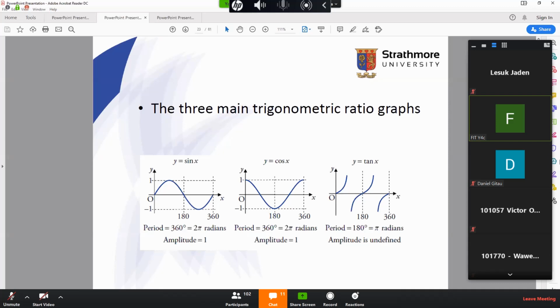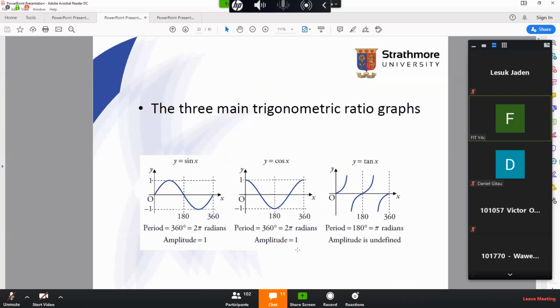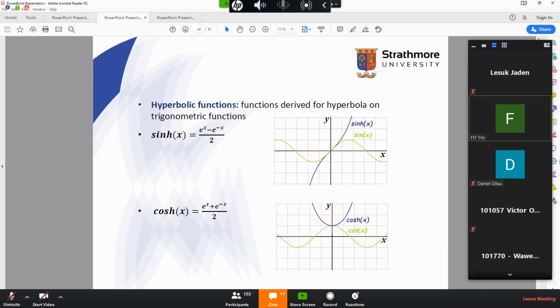So these are the 3 main trigonometric ratio graphs. The graph of y is equal to sine x usually looks like this. That is one period. The period is the moment after which the graph just repeats itself. The graph of y is equal to cos x looks like this, and tan misbehaves, so it looks like all these 3 different things. Now, my focus is here because these functions, we are going to use them in machine learning. They are called hyperbolic functions.